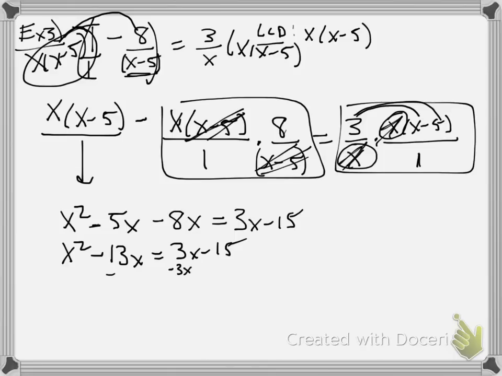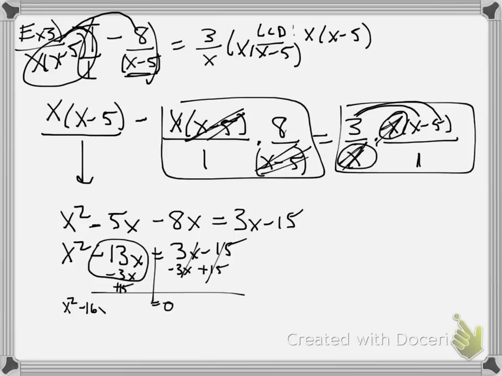Let's subtract 3x from both sides, and while we're at it, let's also add 15 so that we get everything on one side of the equation. These would cancel, giving me 0. On this side, I have x squared by itself. I can add these together because they're like terms and get negative 16x, and then I also tacked on that plus 15. So let's see, are there two numbers that multiply to 15 and add to negative 16?